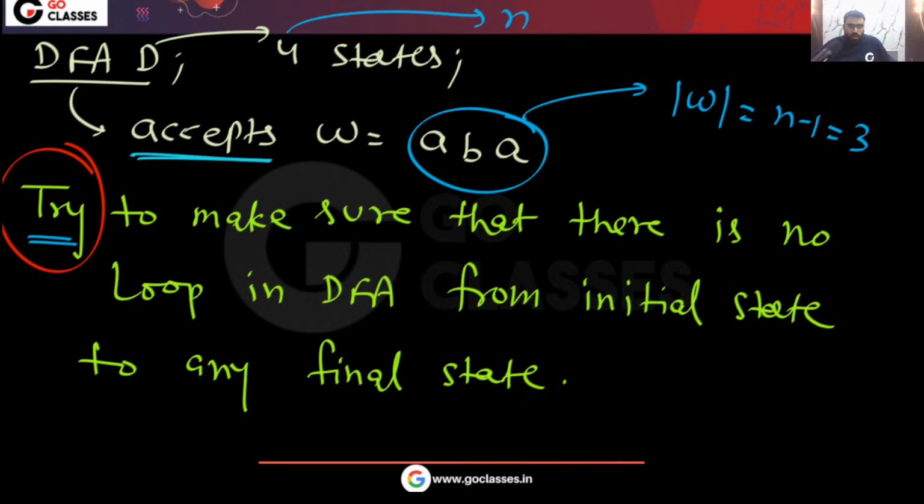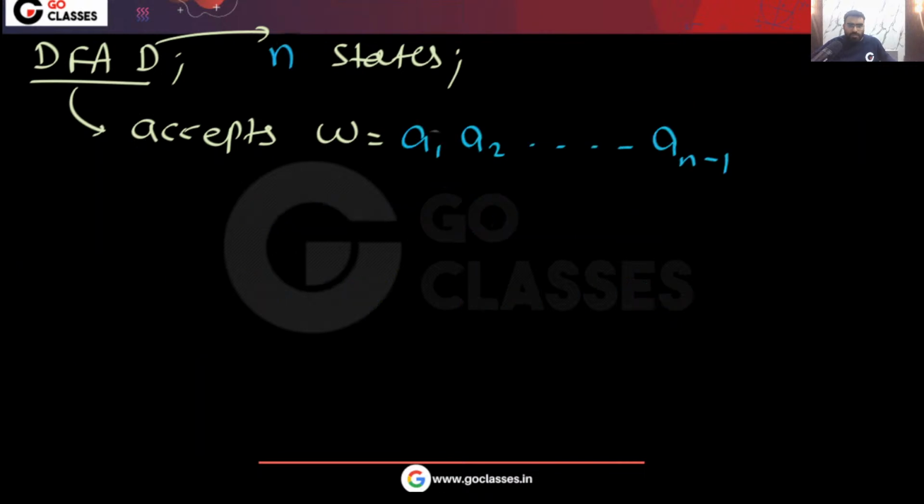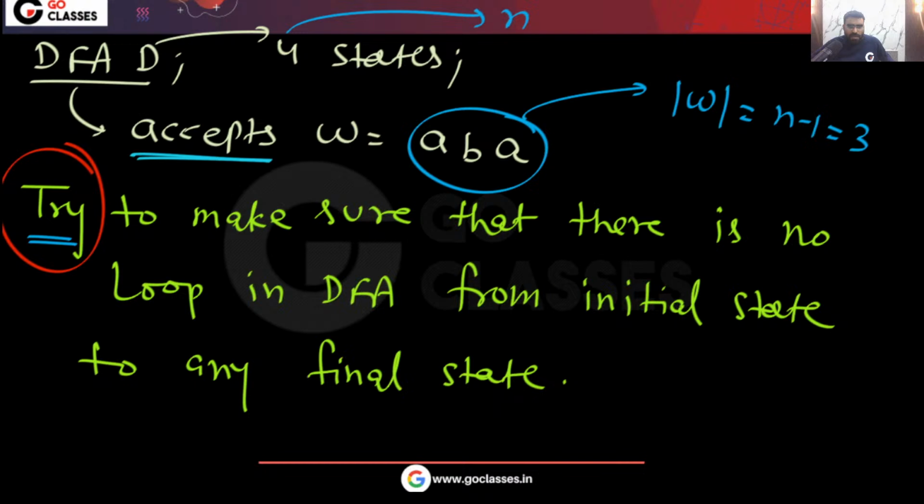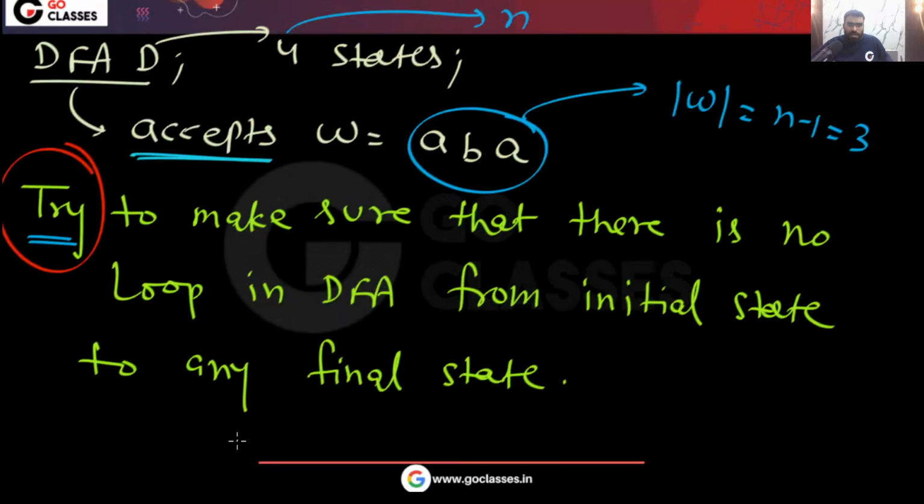Okay, so if I want to do this, then what will I have to do? Tell me. So this is your string. Your string is basically A, B, A. You will start in the initial state. Now remember, this string is accepted. Please understand, this string is accepted.